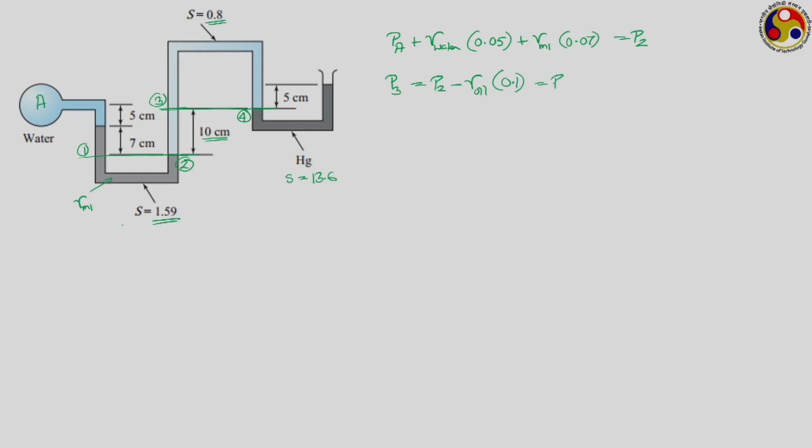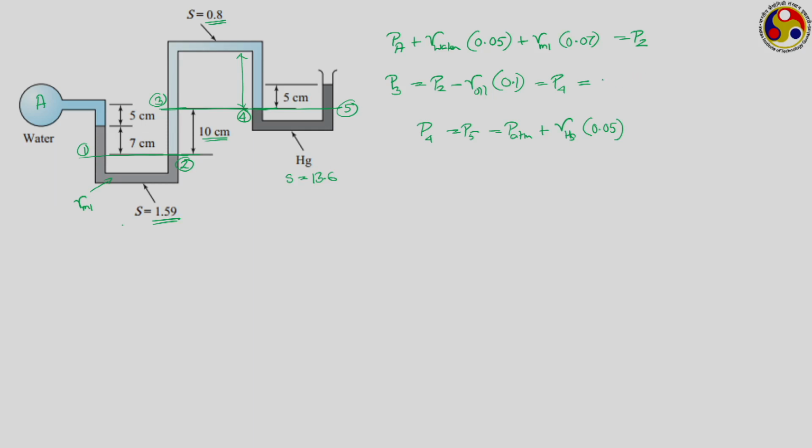This is your P3, and it should be equal to P4. How much is P4? For P4 we are having this particular column of oil, but no information is given about that. But what we know is that P4 should be equal to P5, where 5 refers to this particular elevation. So, how much is P5? P5 is atmospheric pressure plus we are having a mercury column of height 5 centimeter.